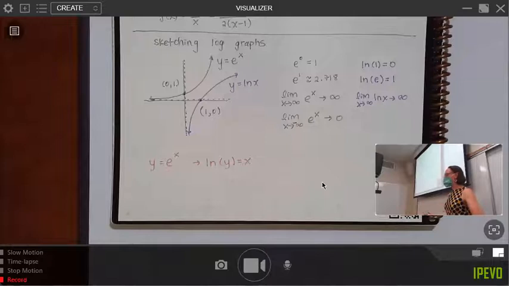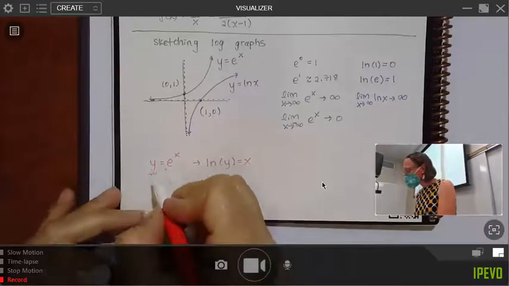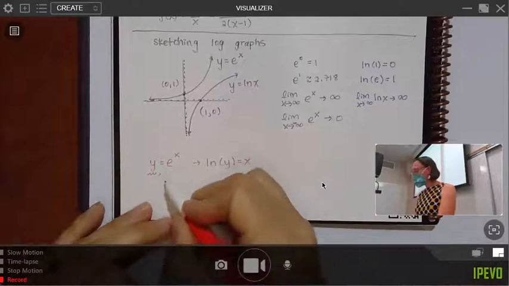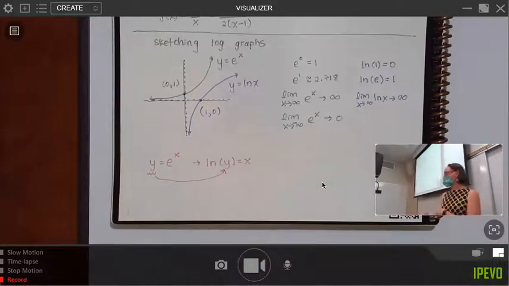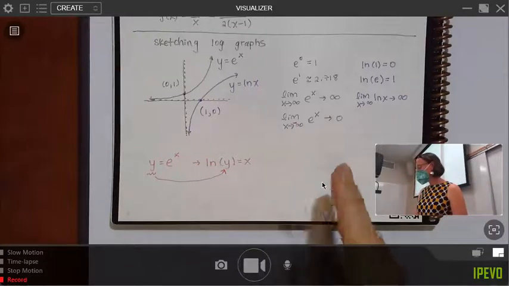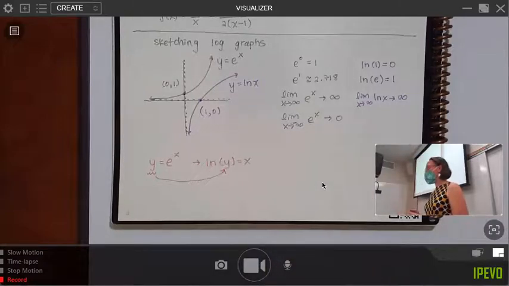e is about 2.7. No matter how many times I multiply that by itself, the result is always a positive number. Well, that means that this is always going to be positive, or by contrast, what we put into the natural log always has to be a positive number. So it doesn't make sense to take a limit as x approaches negative infinity. That's not on our graph.